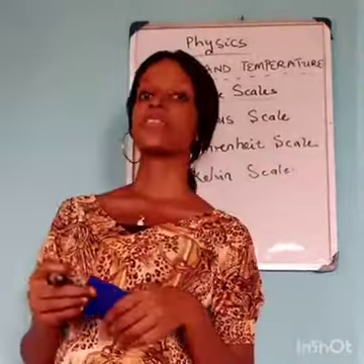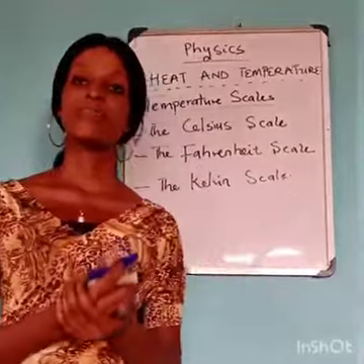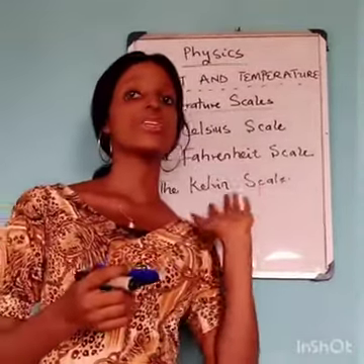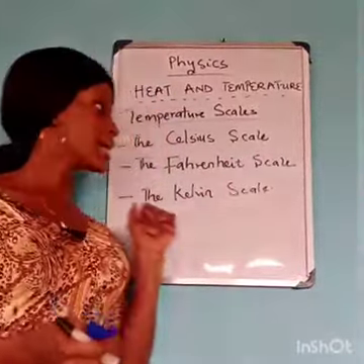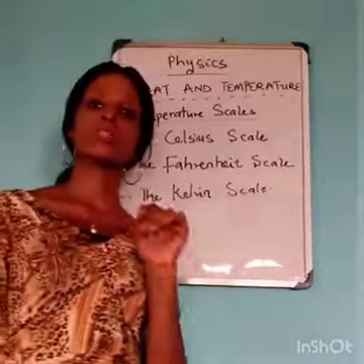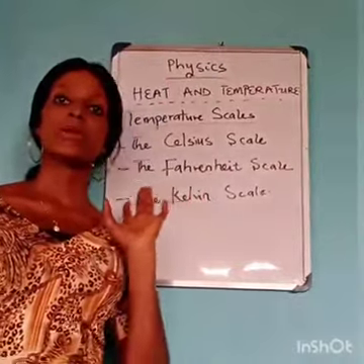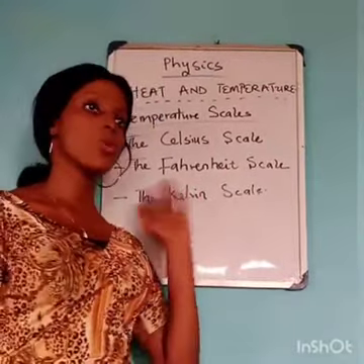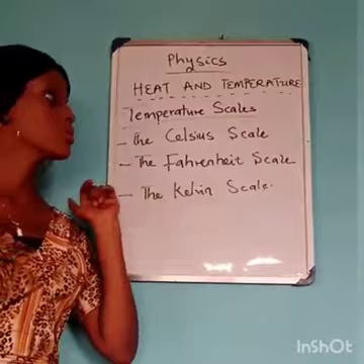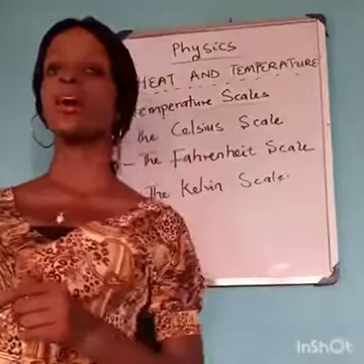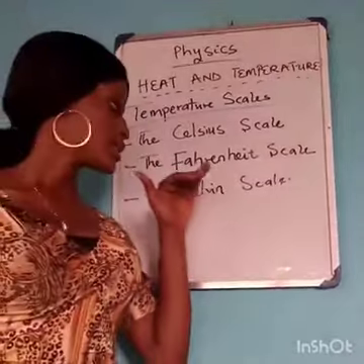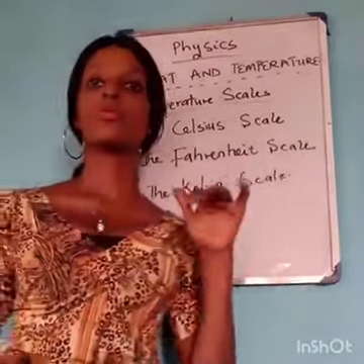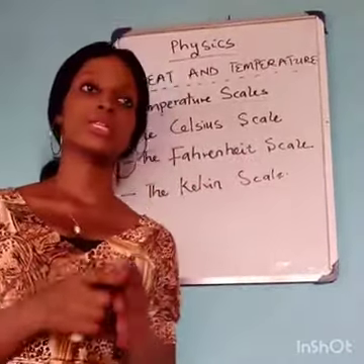Having known the methods of heat transfer, still remembering that temperature is a degree of hotness or coldness of a body, then we have temperature scales, and there are three temperature scales in current use. We have the Celsius scale, the Fahrenheit scale, and the Kelvin scale. These are the three major scales we have in use. This Kelvin scale could as well be called the absolute scale.